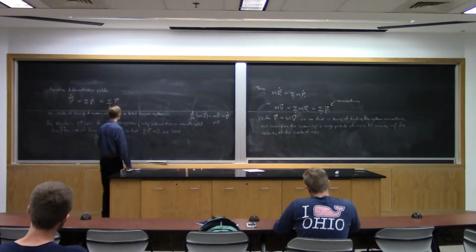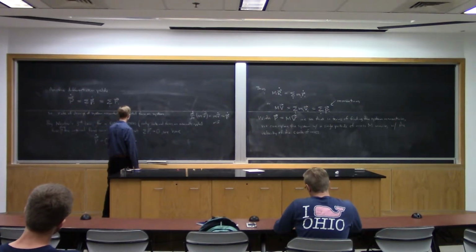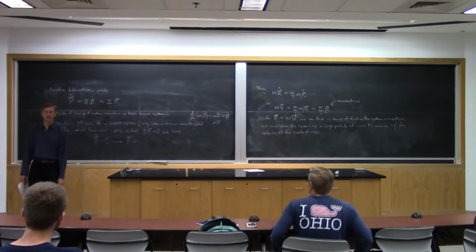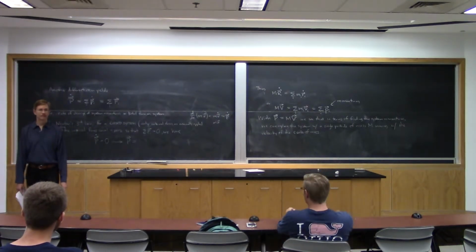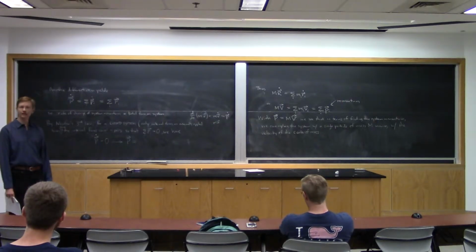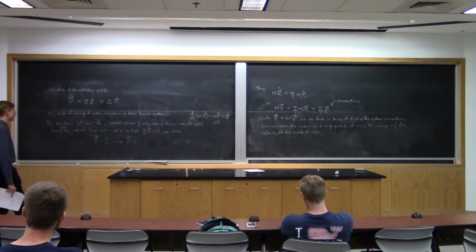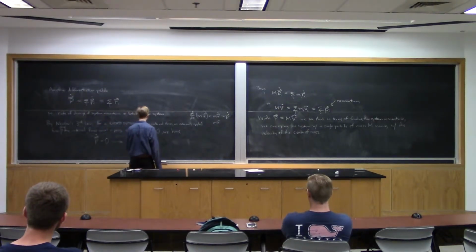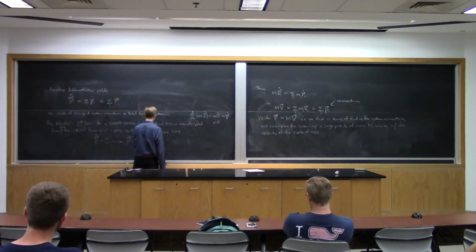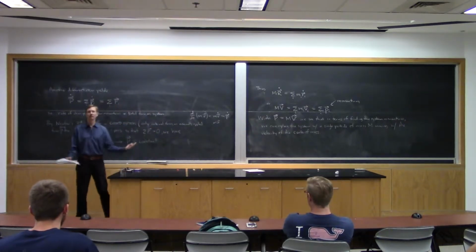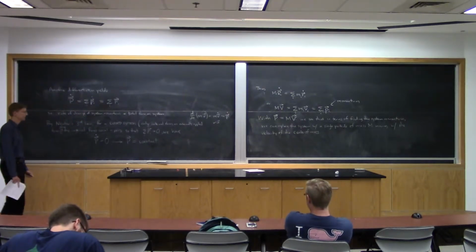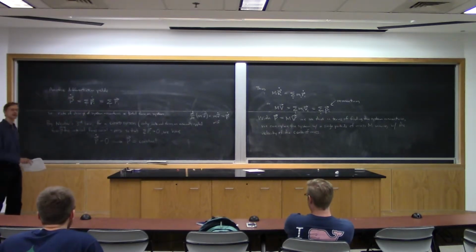So what does that say about the system's momentum? If P dot is 0, the momentum itself is constant, right? If the derivative is 0, then the quantity itself is constant. So P, the system momentum, is constant. Momentum conservation, in other words. If there's only internal forces, if there's no external forces, the total system momentum stays constant.